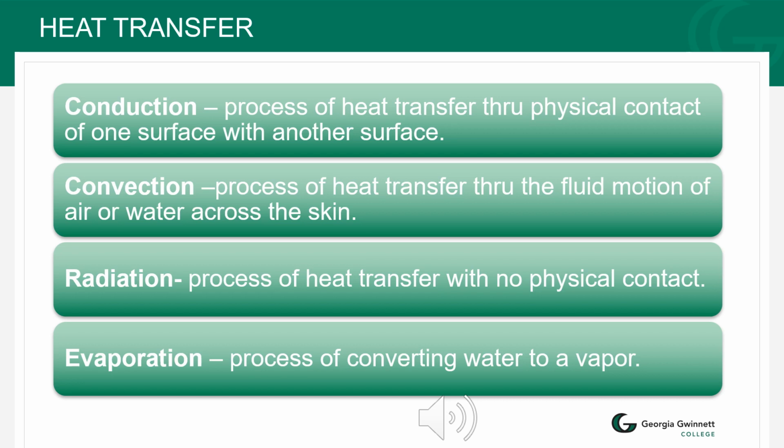Radiation is the process of heat transfer with no physical contact. An example would be sunshine transferring heat to a person who's outside enjoying that warm outdoors. So that's radiation, that heat transfer to the person. And then lastly, evaporation is the process of converting water to a vapor. So the evaporation of sweat, for instance, in which heat in the sweat is transferred to the air, is a natural process to cool a body when it gets heated.